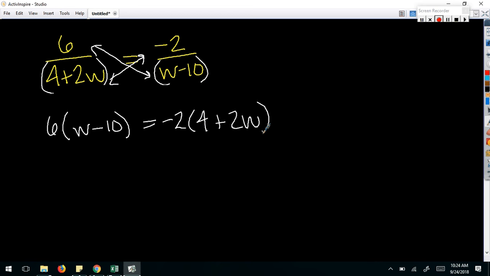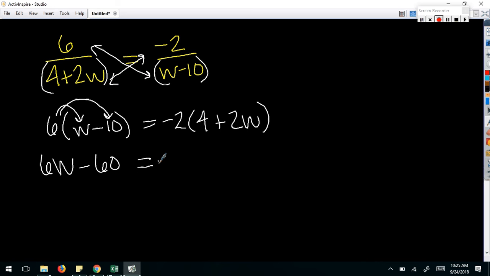Now, I need to solve, but this one's a little bit harder because I've got to distribute before I can. Remember, if we see the parentheses, we want to distribute, right? How about on the left? What do I get? 6W. You just jumped ahead. 6W minus 60. Watch the signs here, okay? The signs will kill you.